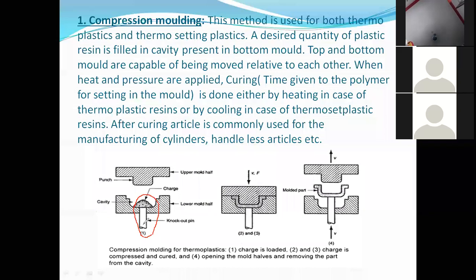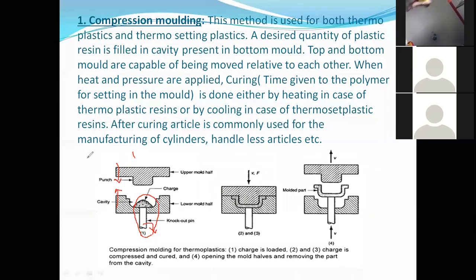When you open the pin, then the lower half and upper half will both be separated. I'm repeating, the lower half and upper half will both be separated. And in between, I'm placing the plastic, right? It is known as the charge. In between, suppose we place polythene here. This is the first step, the description of the compression mold.